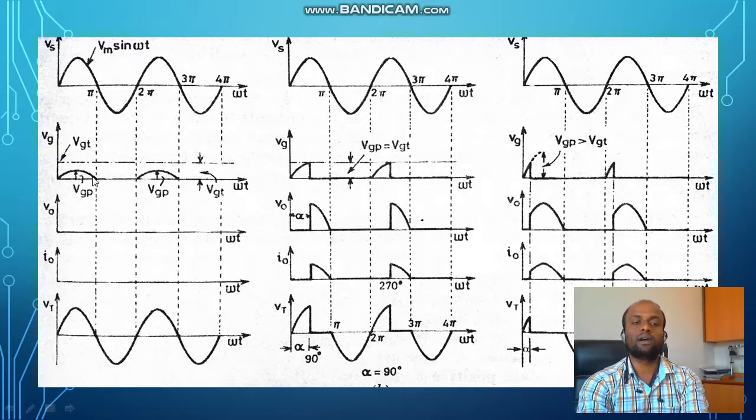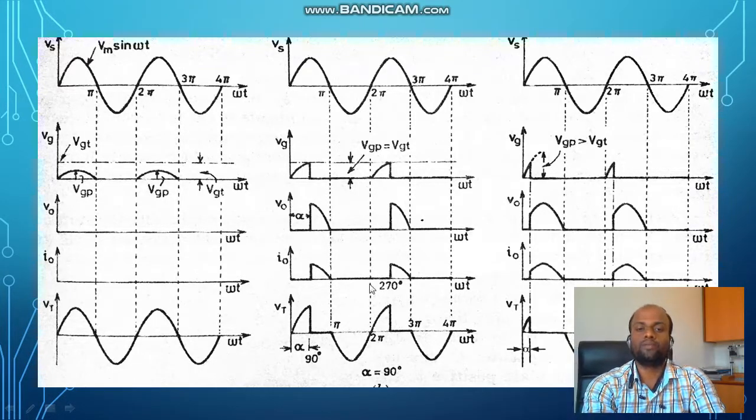Now if the drop across the stabilizing resistance R is less than the threshold voltage, then obviously, as it is not touching the threshold voltage, your device will not get turned on. So there will not be an output voltage, there will not be output current. The whole voltage will be blocked across the thyristor.